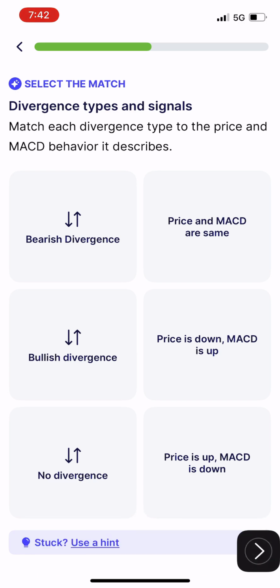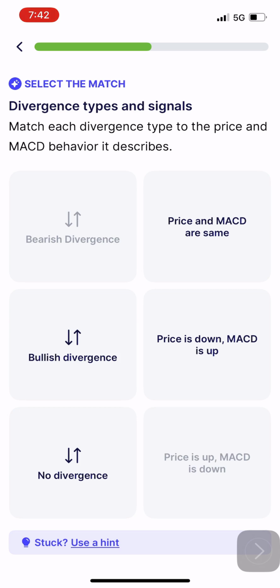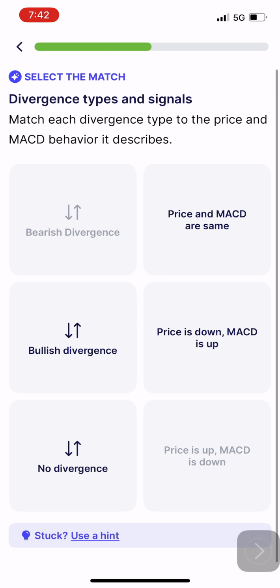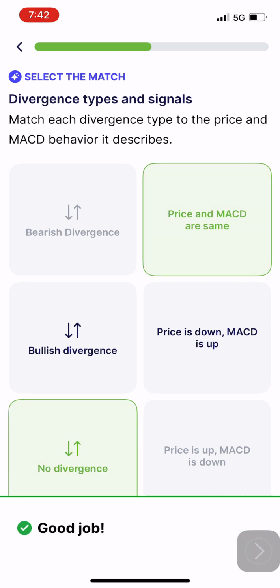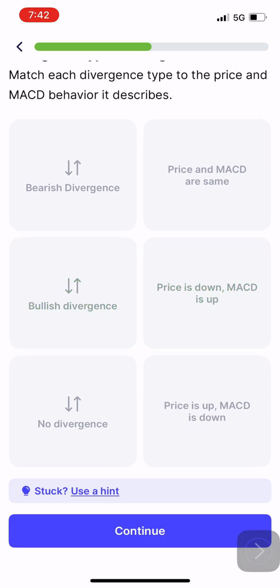Select the match, divergence types and signals. Match each divergence type to the price and MACD behavior it describes. Price and MACD are the same: no divergence. Price is down, MACD is up: bullish divergence. Price is up, MACD is down: bearish divergence. Good job.